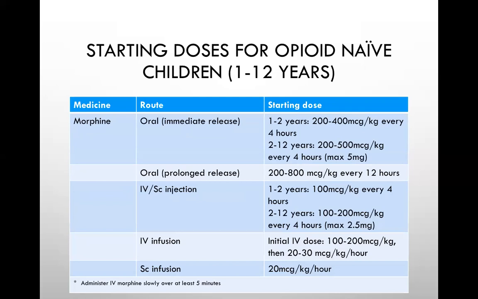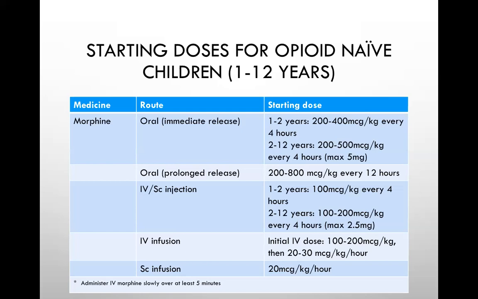For children 1 to 12 years, the dose is a bit higher for oral morphine, which comes to 200 to 400 micrograms per kilogram every 4 hours. And for 2 to 12 years, it's 200 to 500 micrograms per kilogram every 4 hours, with a maximum of 5 milligrams. Now, the available oral immediate release morphine that we have, 1 mil is 10 milligrams.